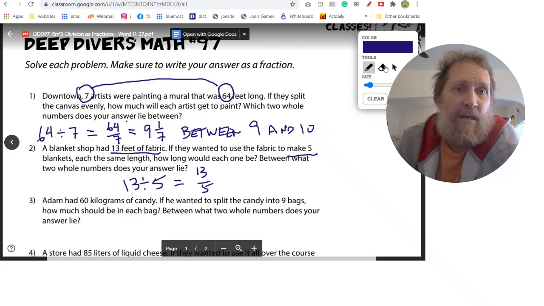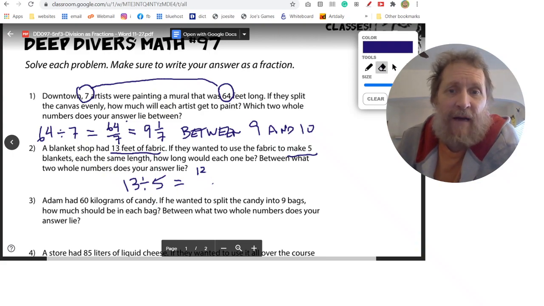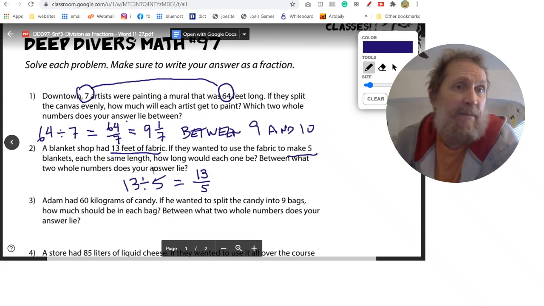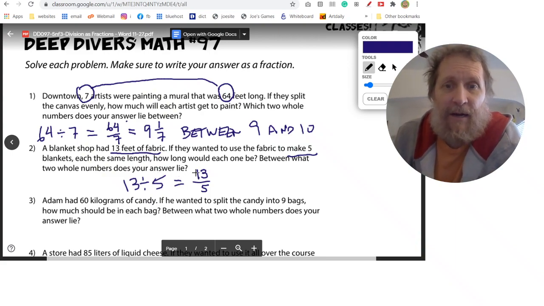13 divided by 5 equals 13 over 5, 13 fifths. This fraction is 13 over 5. I didn't write it very well, so I'm going to come back here and write it a little bit more neatly. 13 over 5 is exactly the same as 13 divided by 5. And really, as you move forward in math, you will be writing a division problem much more often as a fraction. So knowing that fractions are division problems is an important lesson of this particular page, but also of Deep Divers Math, making sense of that.